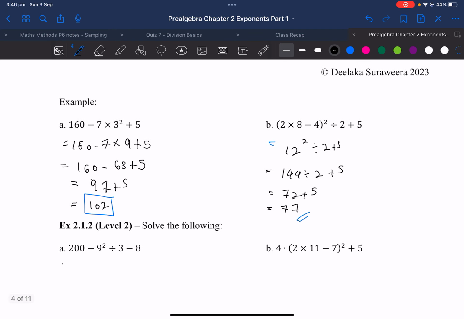So what did you do here first? For this? Yeah. 9 squared is 81. Yeah, do the squaring first. And then I'm doing the divide by 3 now. Good.